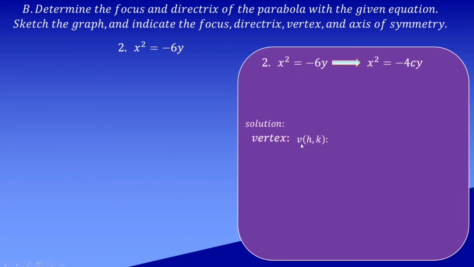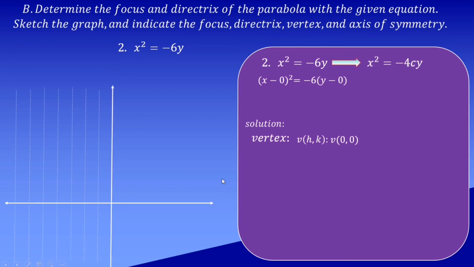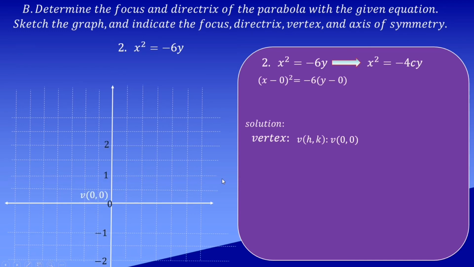And to find the vertex, let's find the h and k. Okay, maaari nating i-rewrite into this equation. So we have h and k. So the vertex here is 0, 0. So check natin sa ating Cartesian plane. And the vertex is at the origin, that is vertex is 0, 0. And this equation, this parabola opens downward since the numerical coefficient here is negative. So ibig sabihin nito, ang parabola natin pababa.